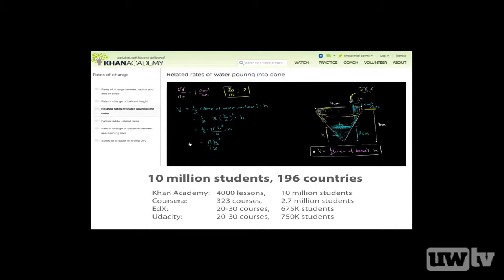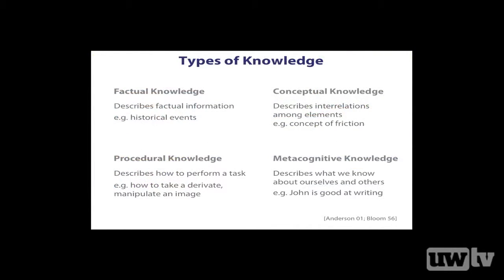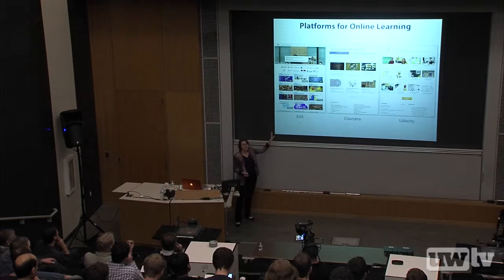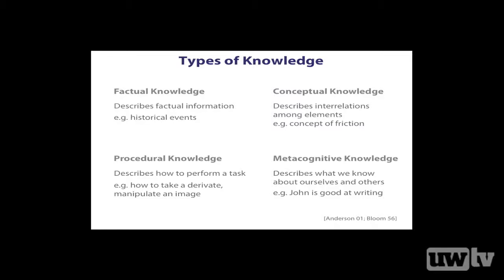And computer science has played a very active role in building the platforms that support this kind of learning. In fact, the three main platforms all started out of computer science departments. And they're designed to teach all forms of knowledge. And there are many different types of knowledge. There's factual knowledge, conceptual knowledge, procedural knowledge, and metacognitive knowledge.